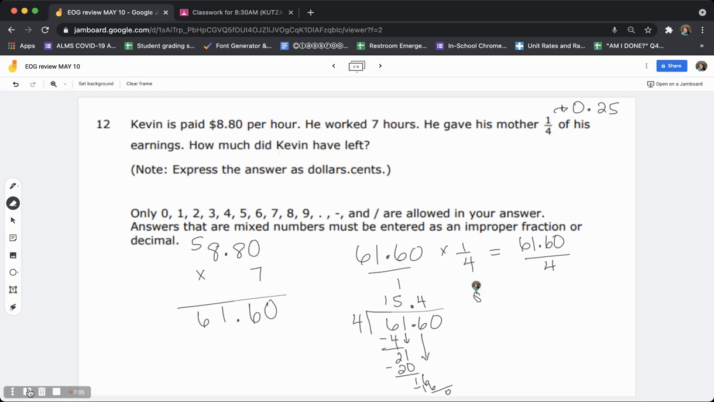Now we need to figure out how much he has left. So he earned $61.60. He gave his mom $15.40. To figure out what he has left now, I need to subtract. So I'm going to say 6160 minus 1540, and that is going to give us $46.20 remaining, which would be our answer.